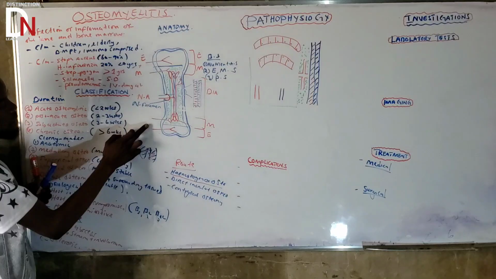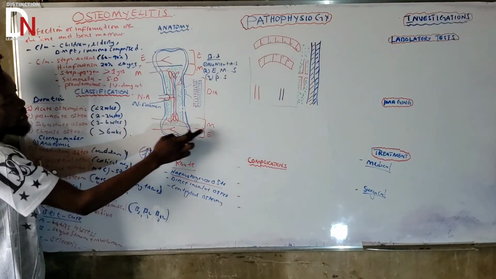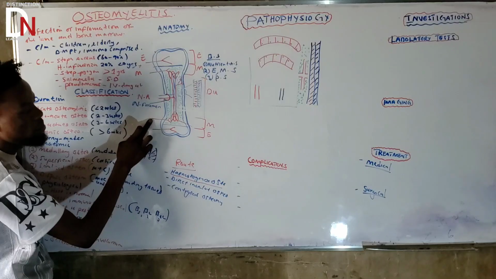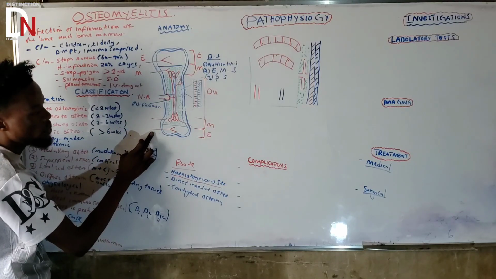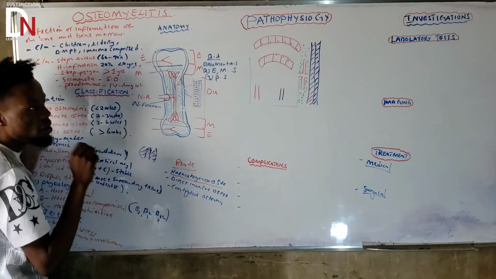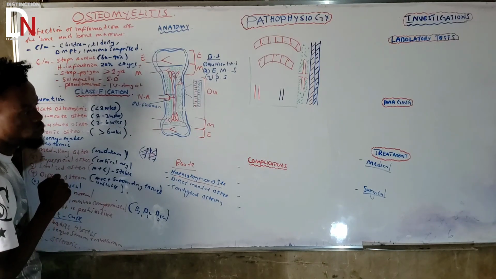Again, if you look at this one, what do we call this one? Under the metaphyseal region, we call it the metaphyseal artery. What about this one? We call it the epiphyseal artery. Now, the important point that you need to take note of.